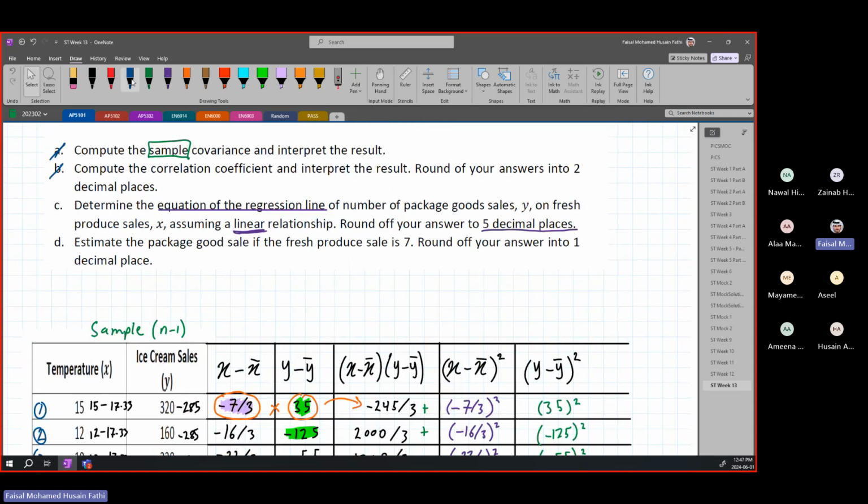And now part D. So part D is now telling us to estimate. Once you see the estimation, just know that you're going to have to plug in a value into your equation. So the packaged goods sale, if fresh produce sale is at 7. So in other words, this is your x value, x equals 7, and they want us to round off to 1 decimal place. So when x equals 7, what is y? This is basically what they're asking here.